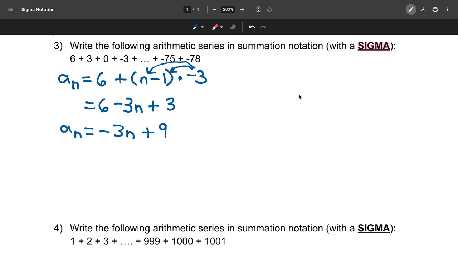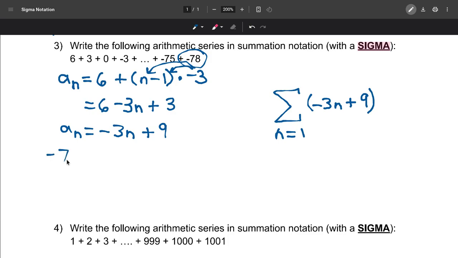So we're going to start with our sigma here. That's a really good one too. We'll start with n equals 1. And then we have our expression, minus 3n plus 9. And we've got to figure out how many terms we have. So let's start with our last term.